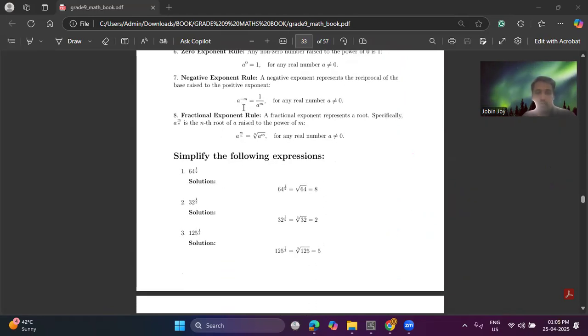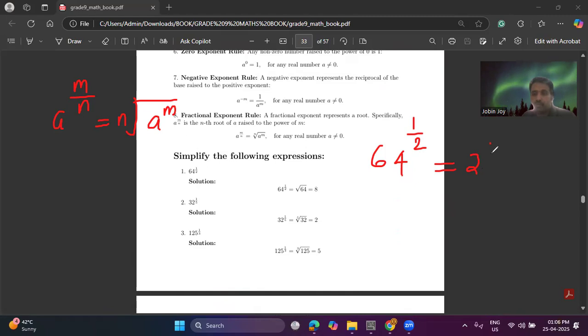So simplify the following expressions. 64 raised to 1 by 2. As I already told you, a raised to m by n is equal to the nth root of a raised to m. Here the value of n is 2, that means the square root of 64, and m is 1. So what is the square root of 64? 8. So the answer is 8.